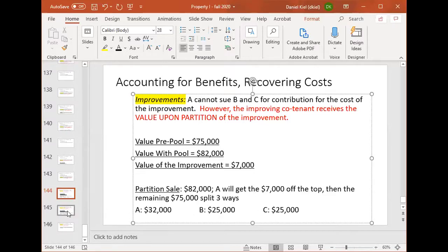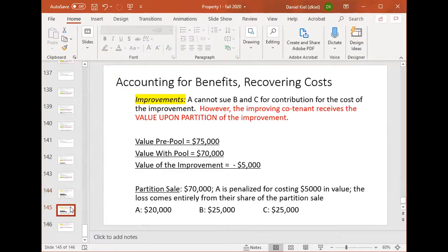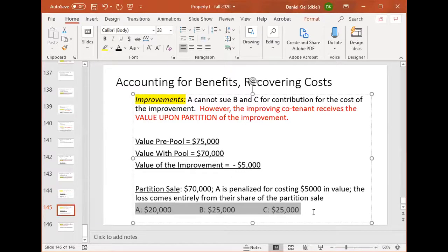Now, you may be wondering what happens if the improvement devalues the property. So let's say that the pool is really nasty and ugly and A has very bad taste and spends $3,000 on a pool that actually devalues the property by $5,000. When this happens, it's a little harder to articulate the way that it works, but I think it's pretty easy to see what the outcome ought to be in this example.